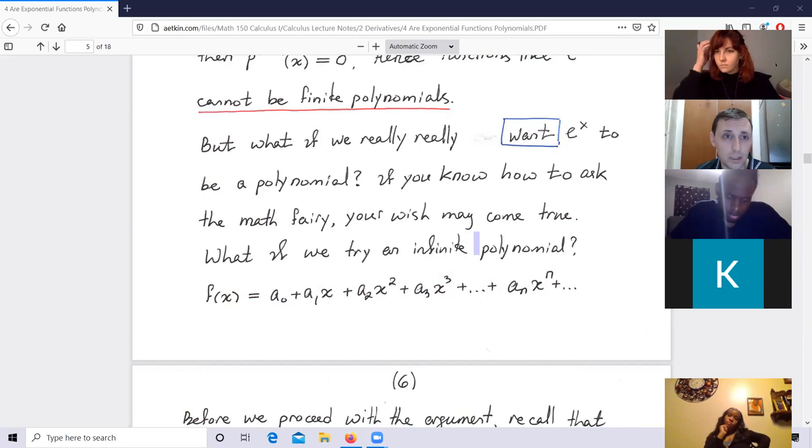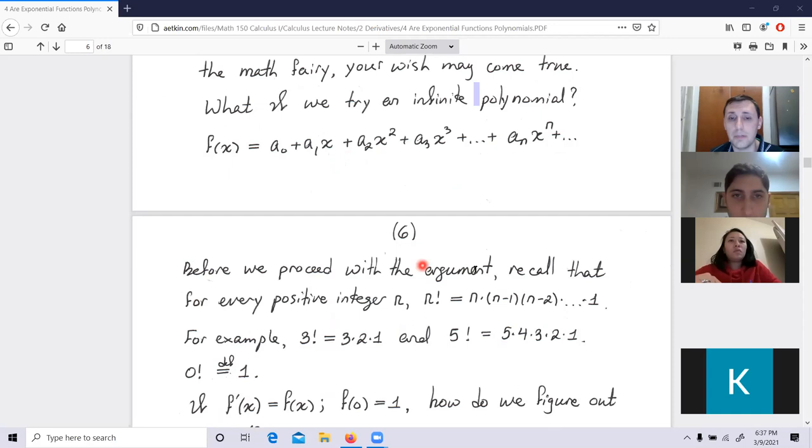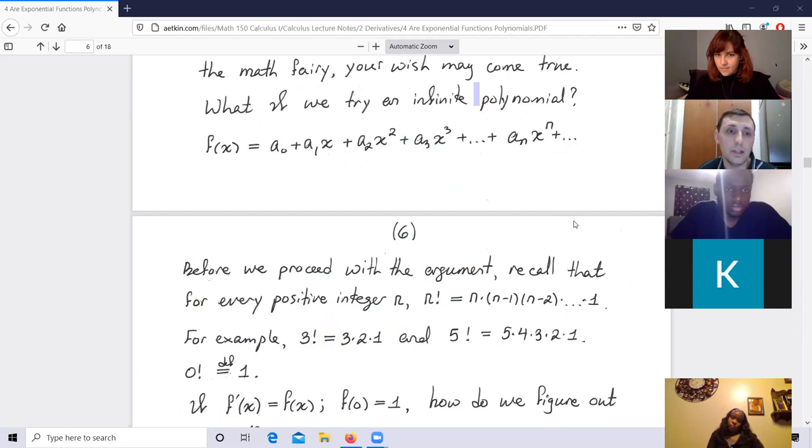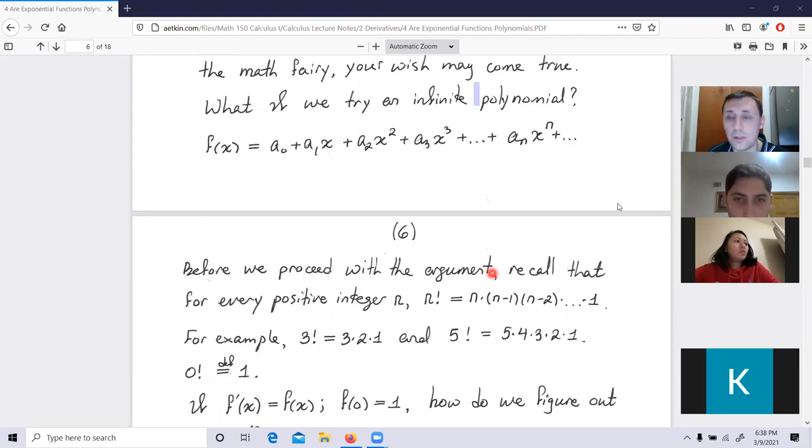Before we talk about those coefficients, let me remind you guys of what n factorial is. If you take 3 factorial, that means you multiply all the numbers from 3 going backwards towards 1. So it's 3 times 2 times 1. 5 factorial is 5 times 4 times 3 times 2 times 1. And n factorial, you just go from the integer n all the way to 1 and multiply all the consecutive integers. You understand? That's n factorial. Clear? 0 factorial is defined to be 1.